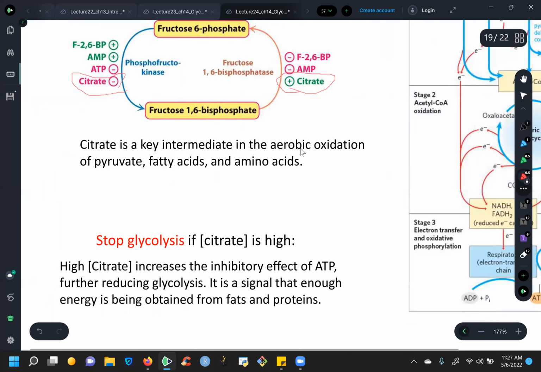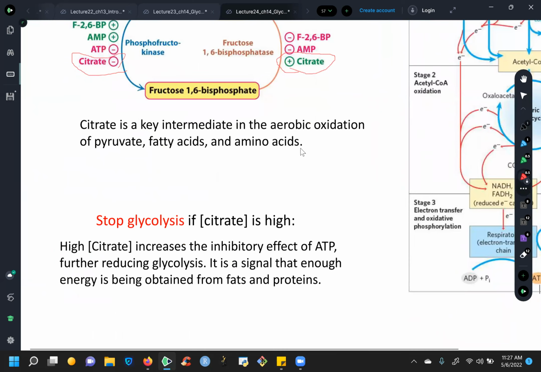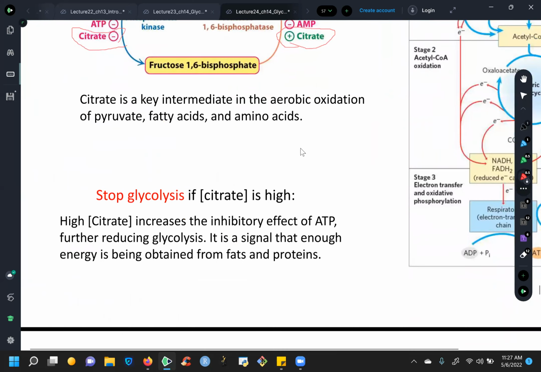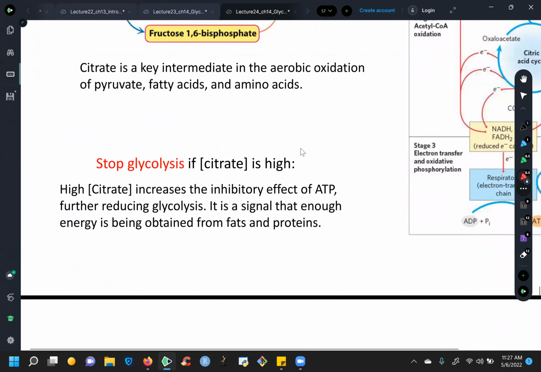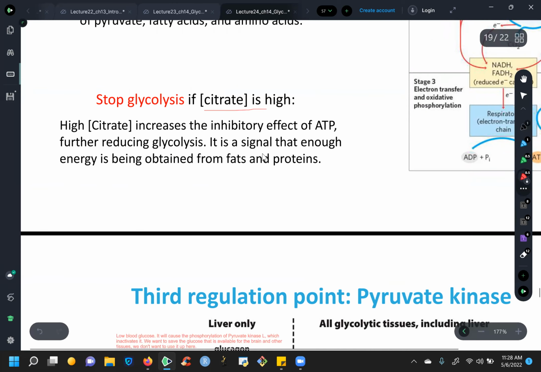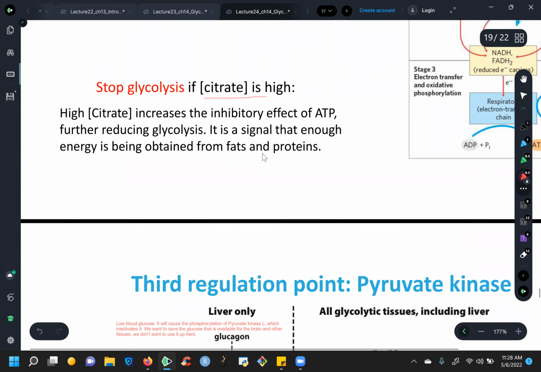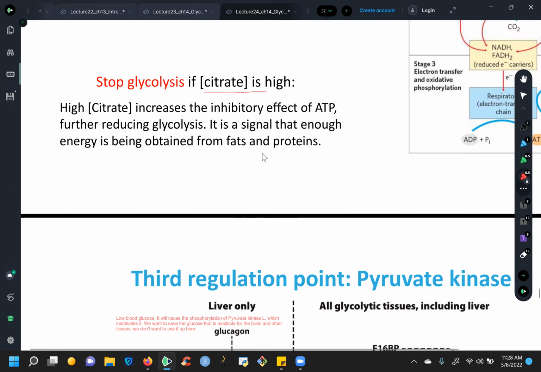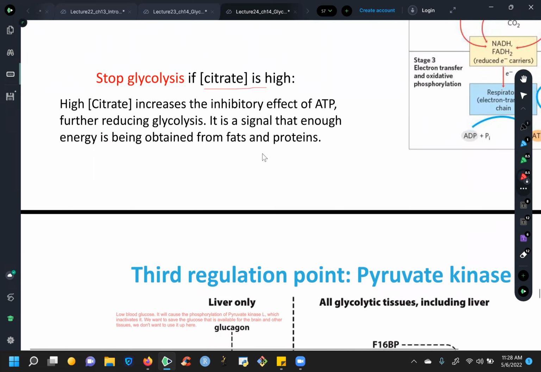Citrate is a key intermediate in the aerobic oxidation of pyruvate, fatty acids, and amino acids. So stop glycolysis if citrate is high. Yep, we talked about that. Citrate inhibits glycolysis. High citrate concentration increases the inhibitory effect of ATP, further reducing glycolysis. It is a signal that enough energy is being obtained from fats and proteins.